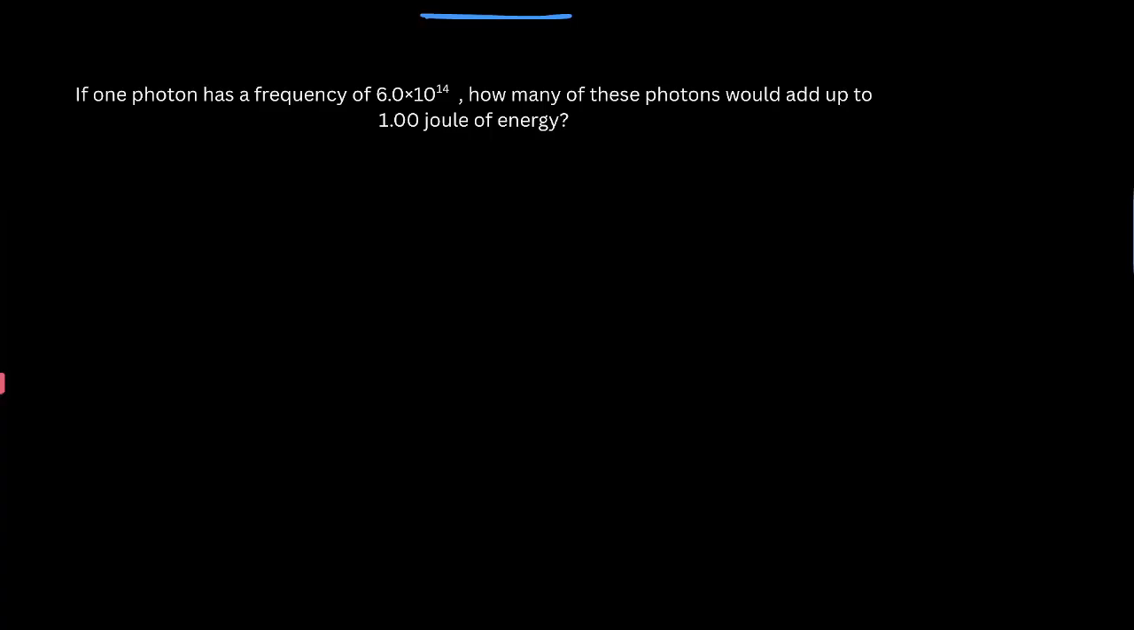All right, let's look at one last quick example. So now we're told that if one photon has a frequency of 6 times 10 to the 14 hertz, we have to find out how many of these photons would add up to 1 joule of energy.